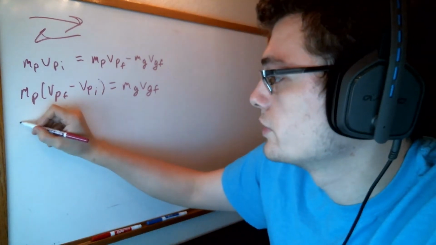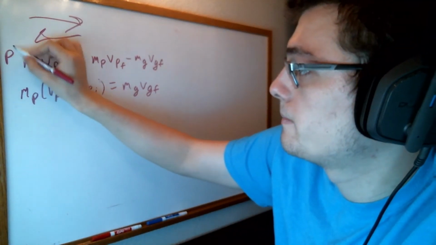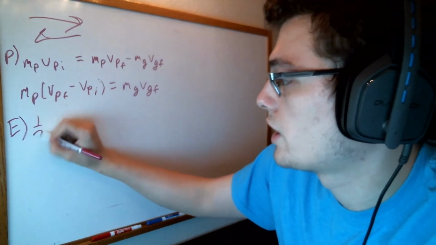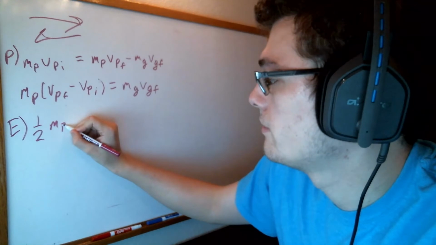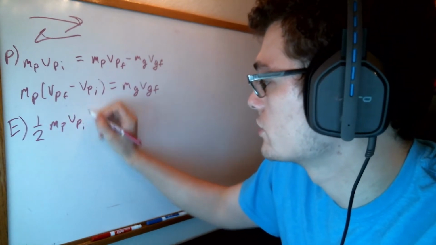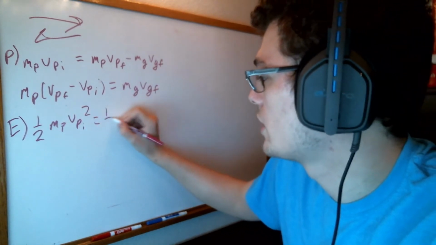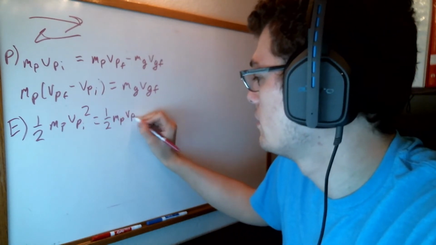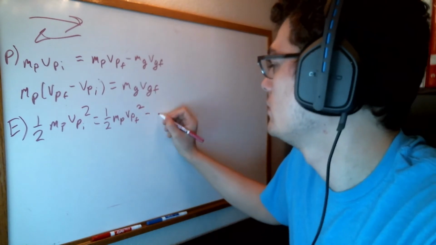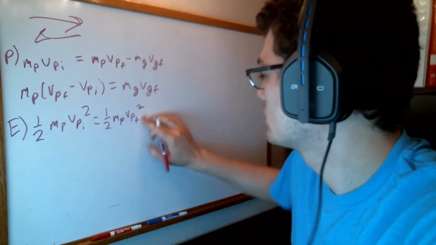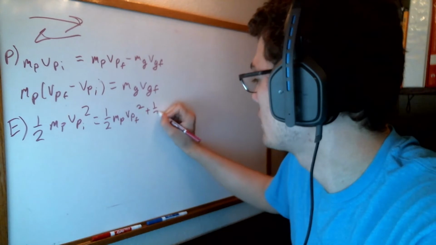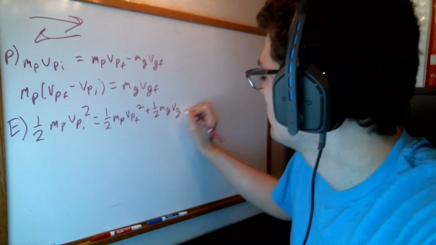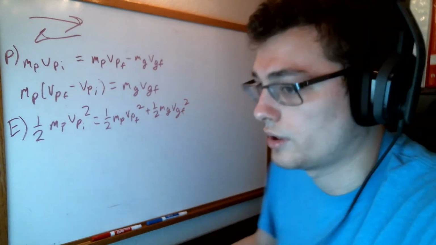Okay, so next up we do energy. So this is solving for P. This is for E. And then we have 1/2 M puck V puck initial squared equals 1/2 M puck V puck final squared plus, we have to add these, it's just because this is a scalar quantity, 1/2 mass goalie velocity goalie final squared.